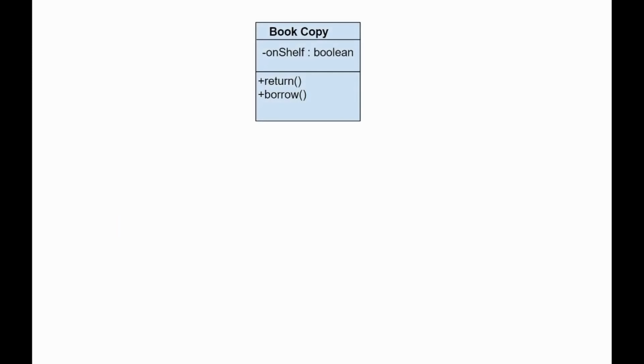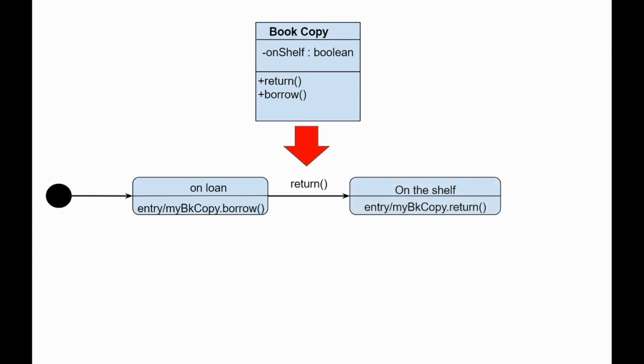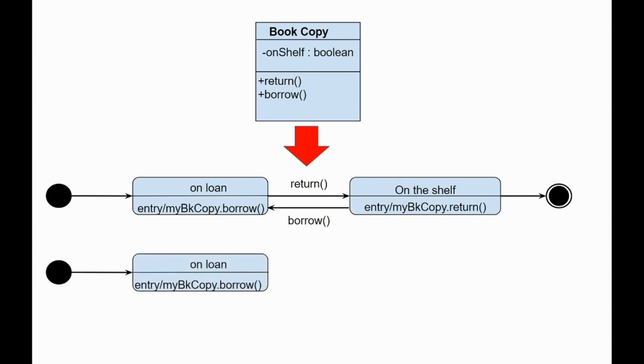Action is an executable atomic computation which includes operation calls, the creation or destruction of another object, or sending of a signal to an object. The action is associated with the transitions during which the action is not interruptible, for example, entry or exit. This diagram shows the state of the myBKCopy object from the bookCopy class.